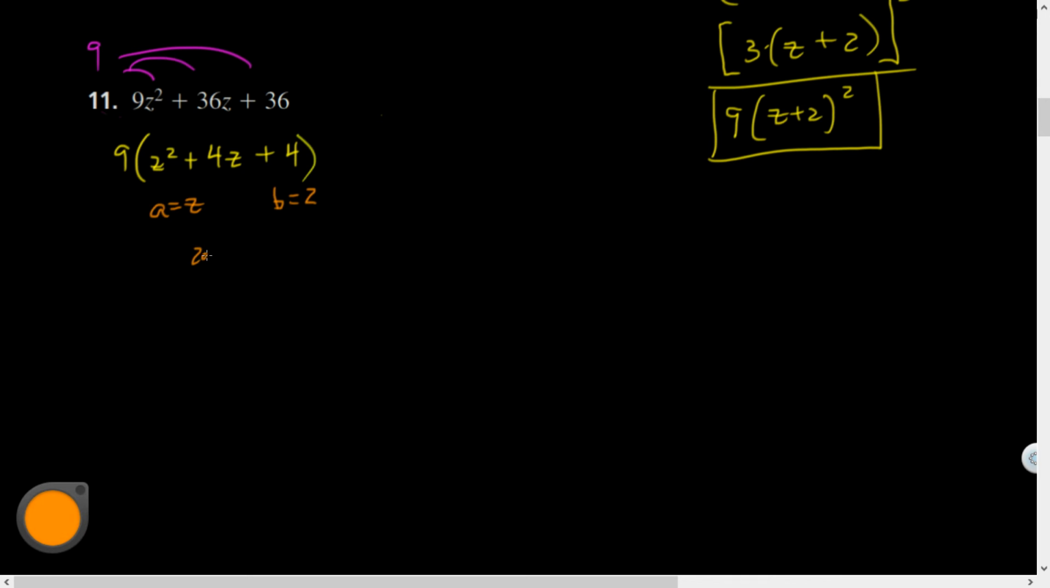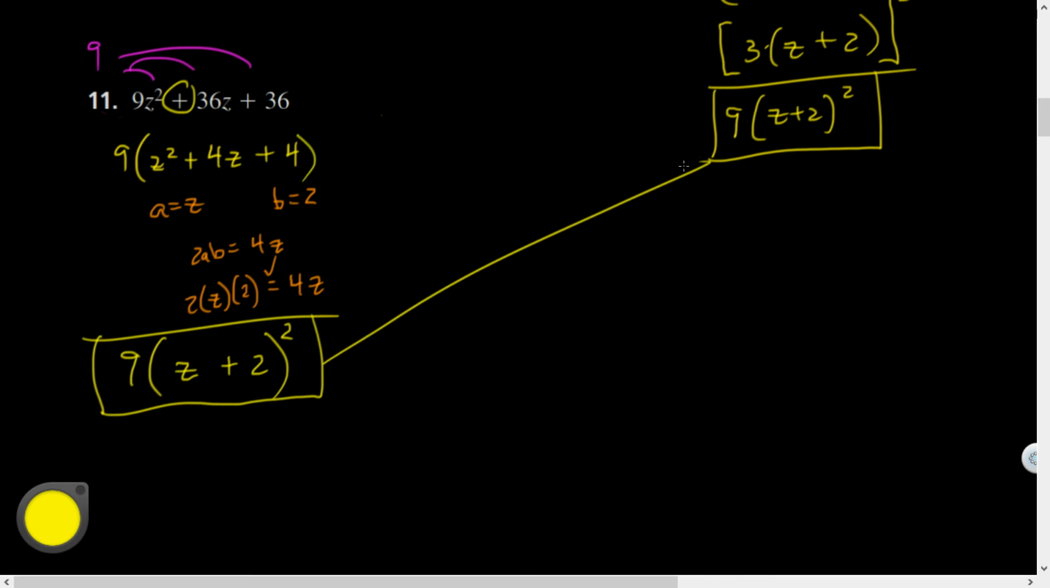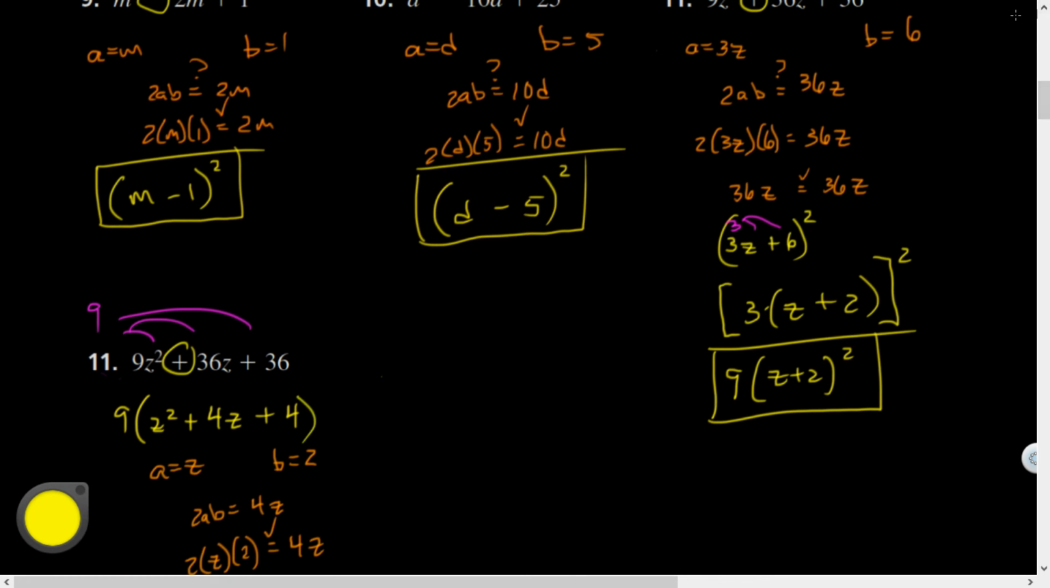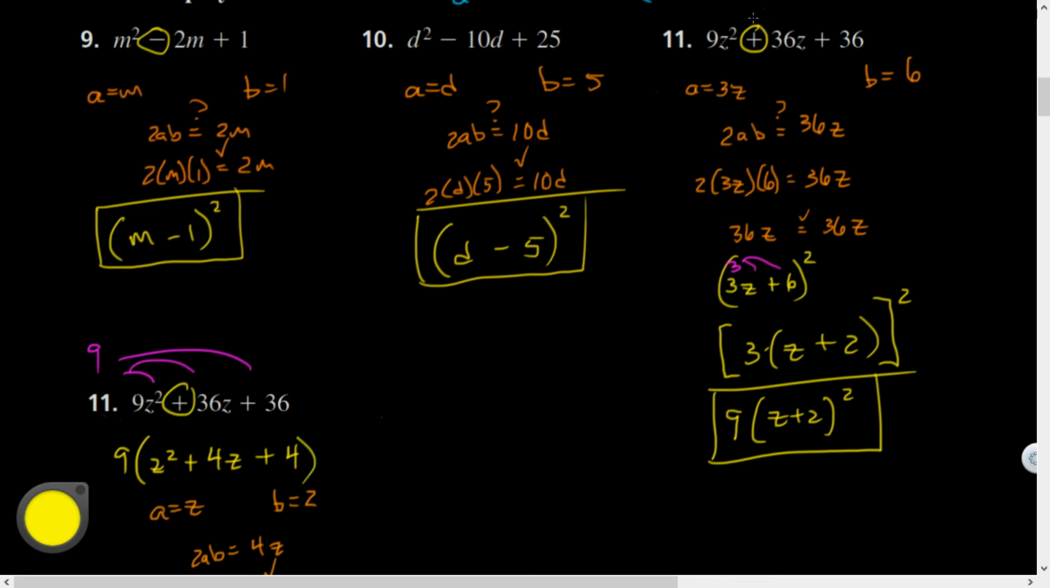And is 2AB equal to 4Z? 2 times Z times this other thing that looks like a Z, but it's a 2. Yeah, that works out. 4Z. Bam. So I'm going to have this 9 on the outside. This is the plus pattern, and it's going to be A plus B, Z plus 2 all squared. And notice, I get the same thing as over here. All right, so when possible, factor out first, because it'll be easier. So I could have made all these numbers smaller by factoring it out first.